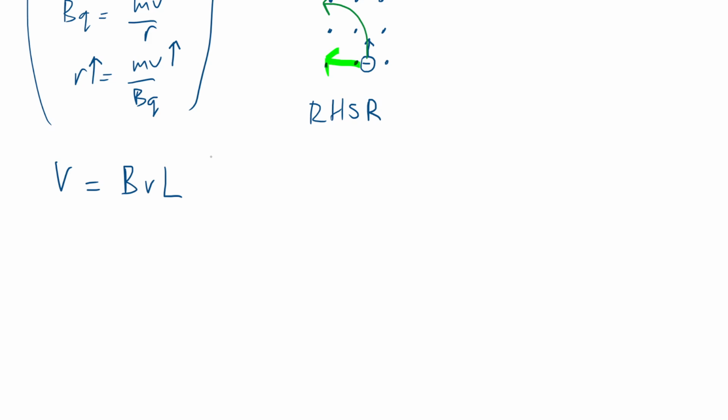V for voltage, B for magnetic field strength, lowercase v for velocity of the conductor with length L inside the magnetic field.